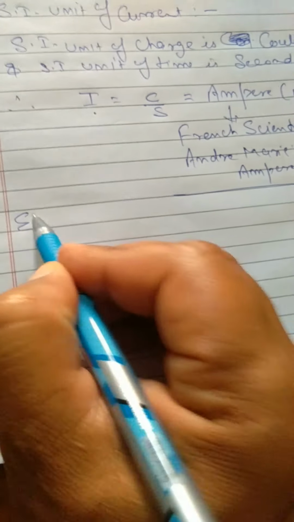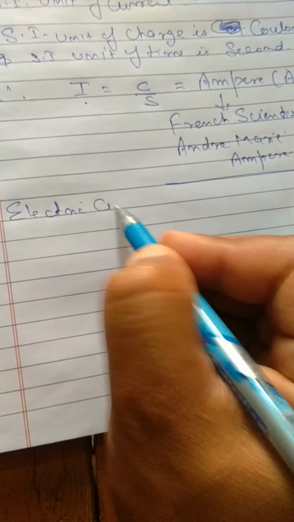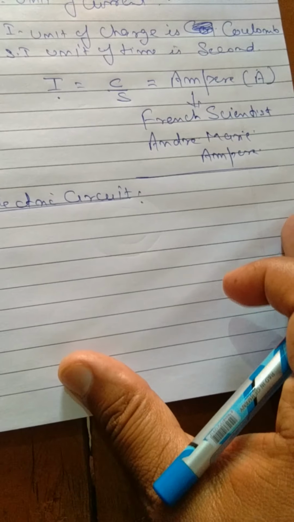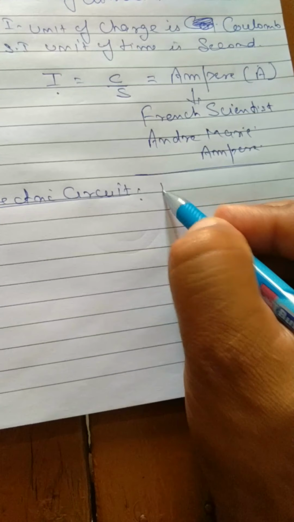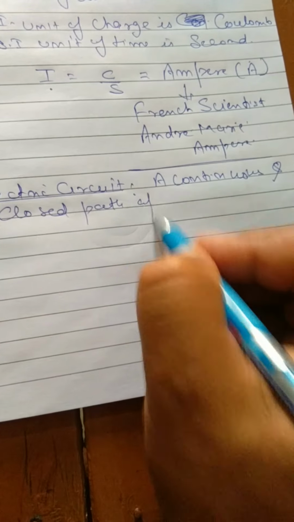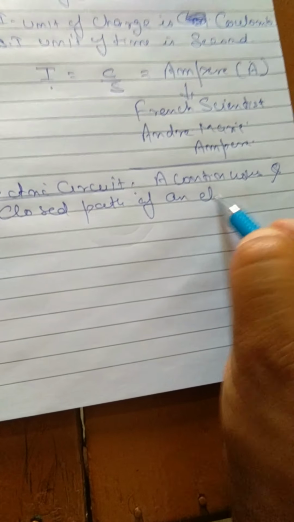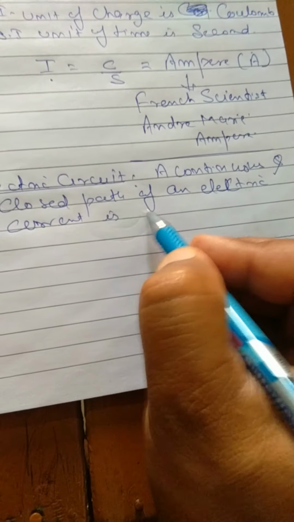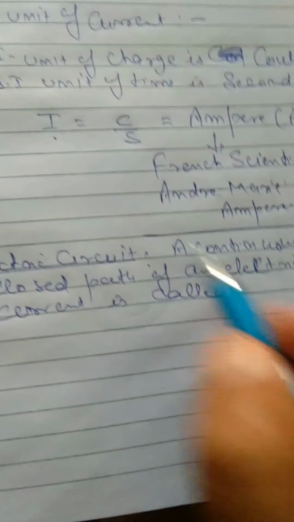Next is, what is an electric circuit? A continuous and closed path of an electric current is called an electric circuit.